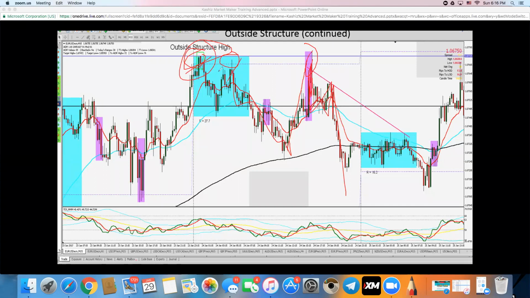All right, outside structure high, beautiful. This is an outside structure, okay? This is an outside structure.